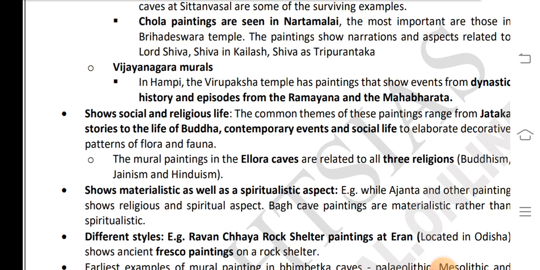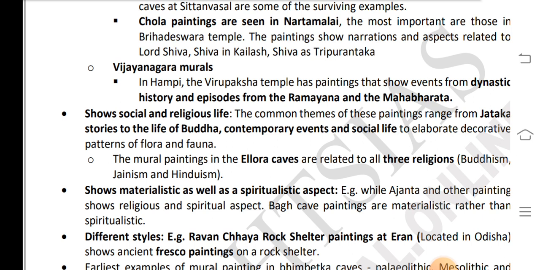Chola paintings are seen in the Narthamalai. The most important are those in the Brihadeshwara temple. The paintings show the narrations and aspects related to Lord Shiva, Shiva in Kailash, Shiva as the Tripurantaka.